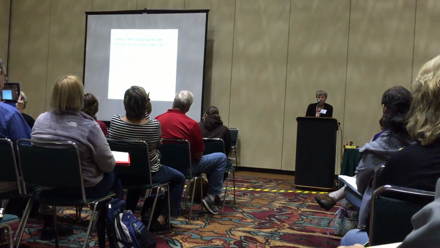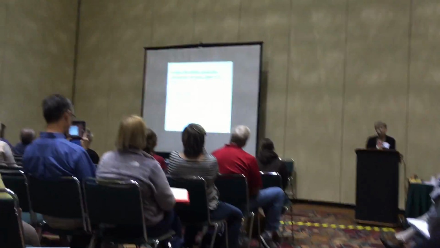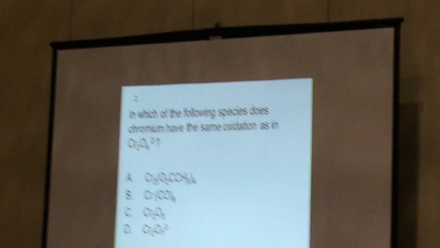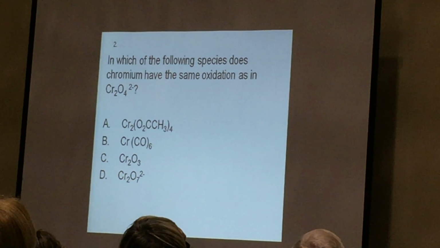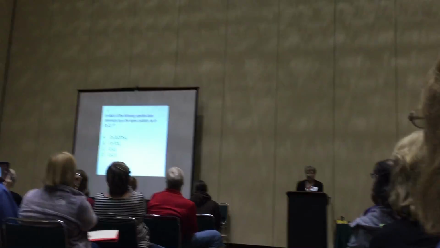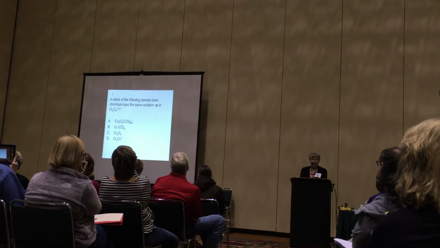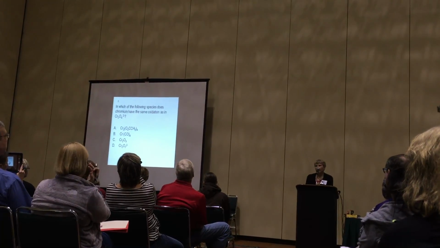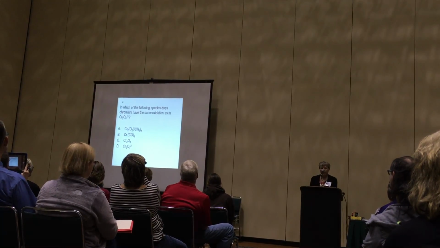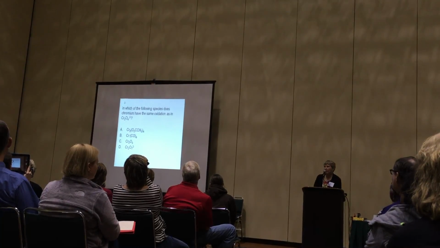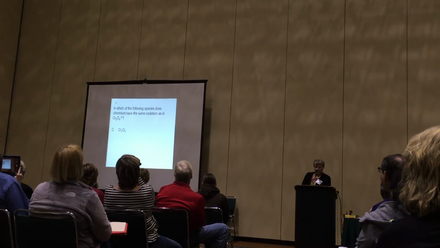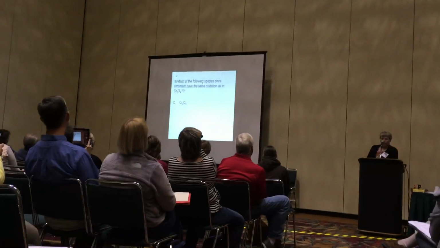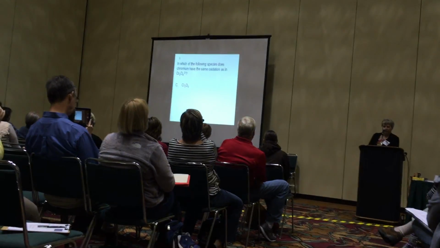Here's an oxidation number question. It's a little bit tricky because you have to do two calculations. It says in which species does chromium have the same oxidation number as it does in the Cr2O4 2-. So they have to calculate the oxidation number of each of those. And again, the rules for oxidation numbers are very straightforward.